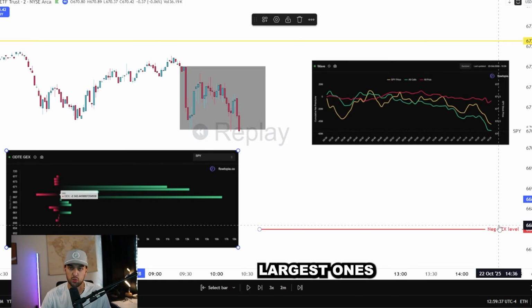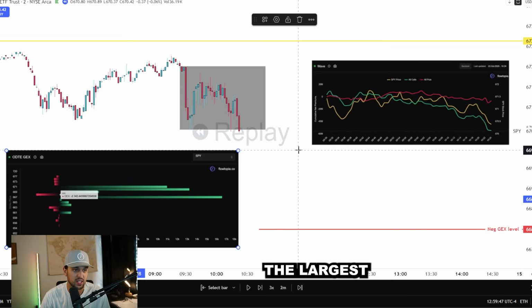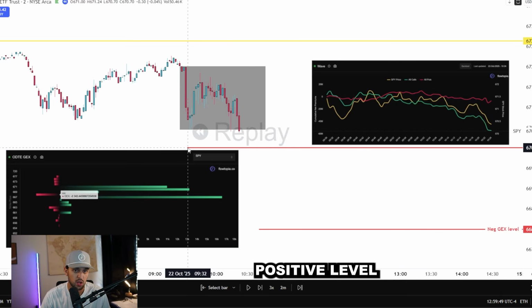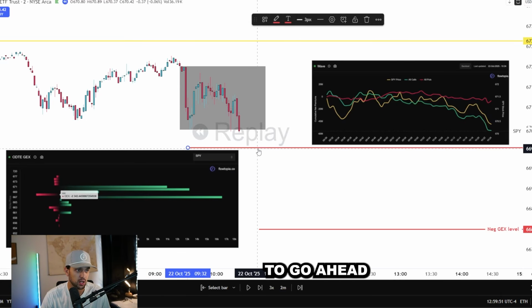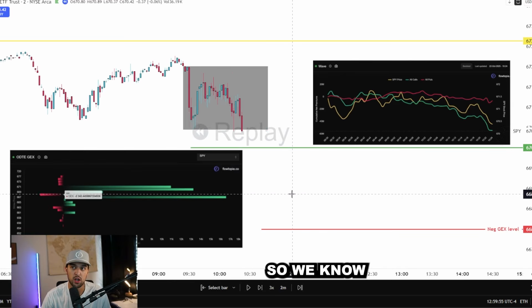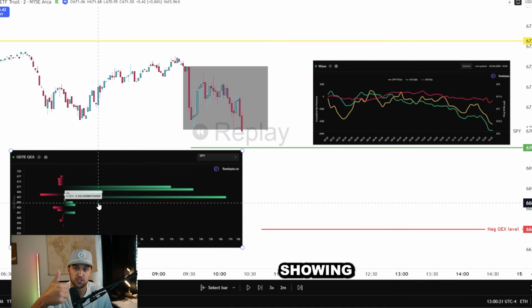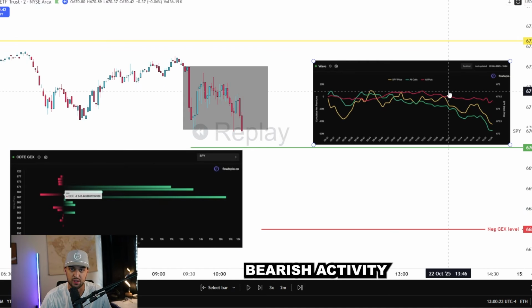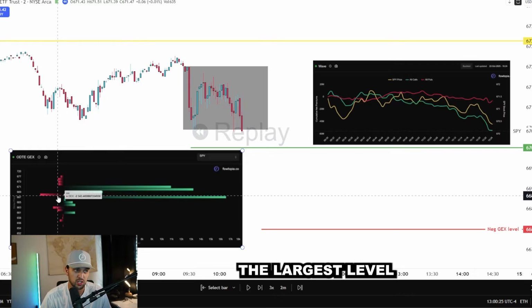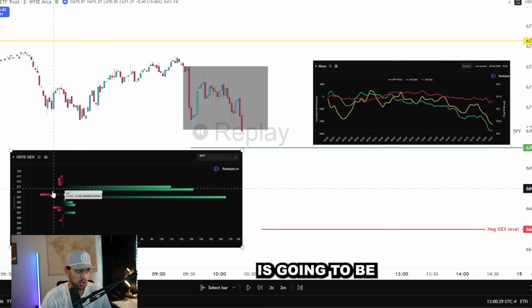And it happens to be 670, which was the largest positive level on today's trading day. So we're going to go ahead and mark this green. So we know once we break 670, once we break that support, we should see that downside move to 668. So now we have Wave showing bearish activity, and now we have the largest level being a negative Gex level to the downside. So this one's going to be our price target.